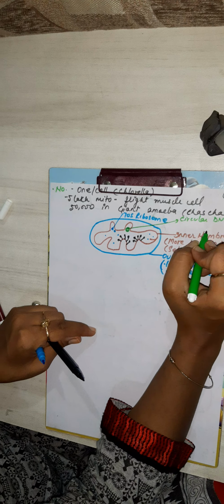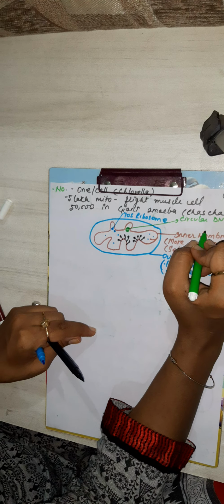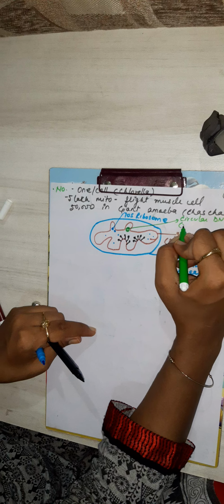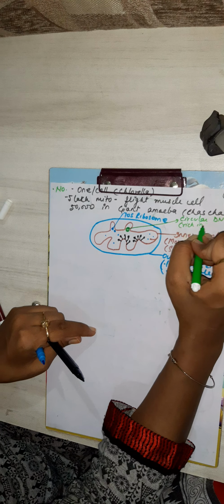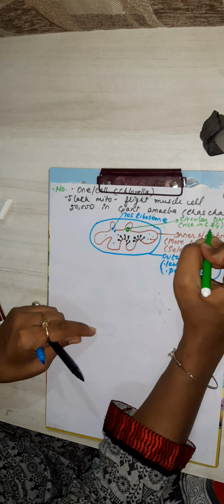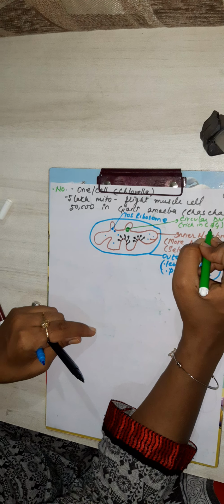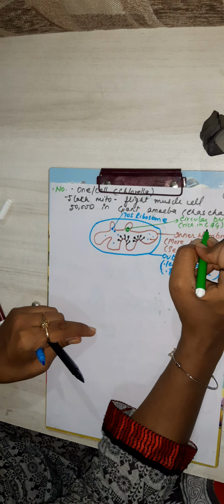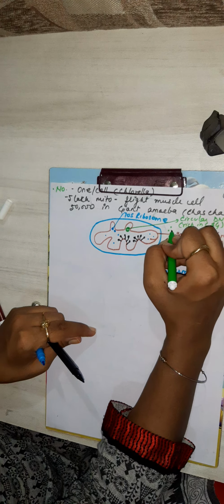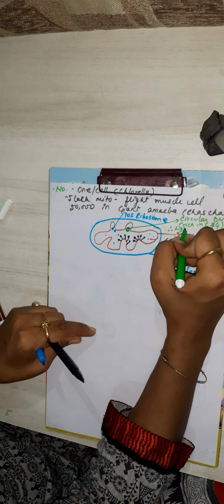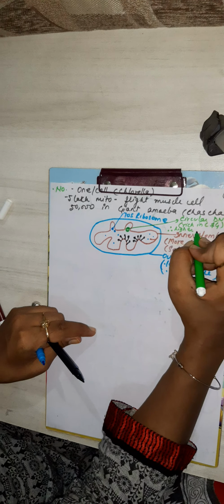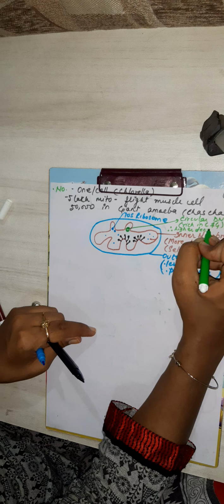It is circular DNA rich in cytosine and guanine. You will study this. Cytosine and guanine, I am writing C and G. Okay. Higher, the denaturation temperature is higher.